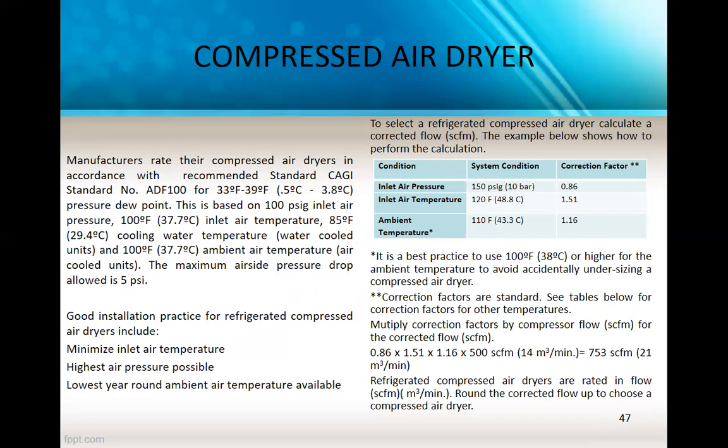So good installation practices for refrigerated compressed air dryers include minimizing inlet air temperature, highest air pressure possible, and lowest year-round ambient air temperature available. Now, to select a refrigerated compressed air dryer, calculate a corrected flow, CFM. The example shows how to perform the calculation. For example, ito yung condition mo, system conditions and the correction factors. Inlet air, 150 psi gauge. Babasahin ko lang yung conditions. Inlet air temperature, 120 Fahrenheit. The ambient is 110.